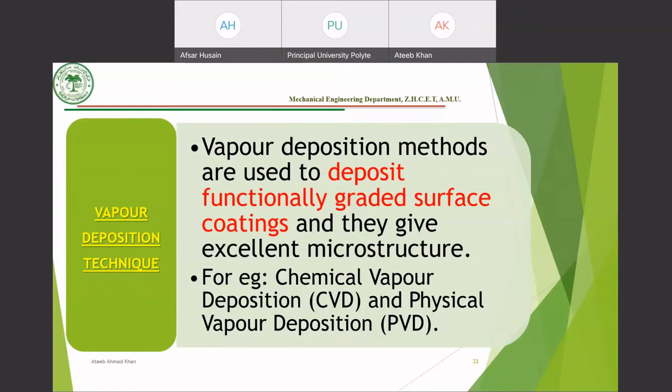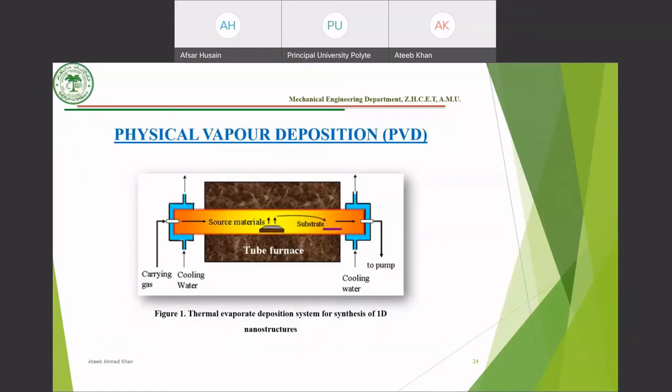So vapor deposition technique, as I already told you, is excellent for coating some material. There are two types of vapor deposition technique. The first one is chemical, and the second one is physical vapor deposition technique. Now here I want to discuss the physical vapor deposition technique. This is a setup for the same. At the center, this is a quartz tube, which is kept inside a furnace.